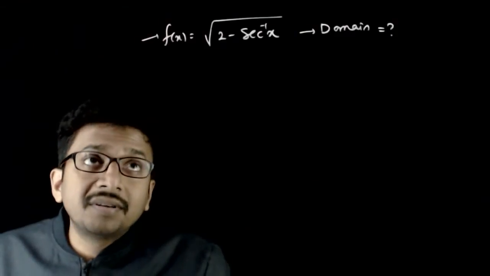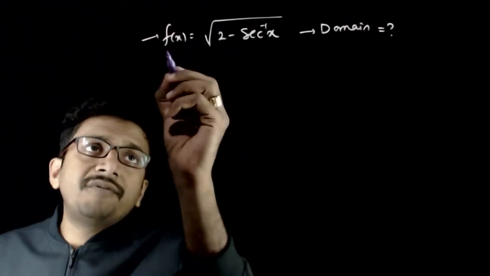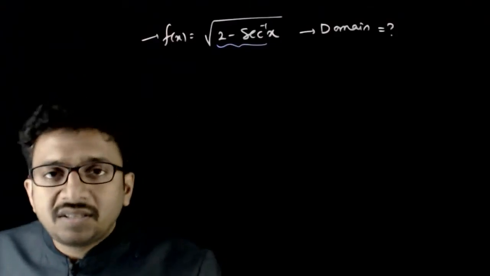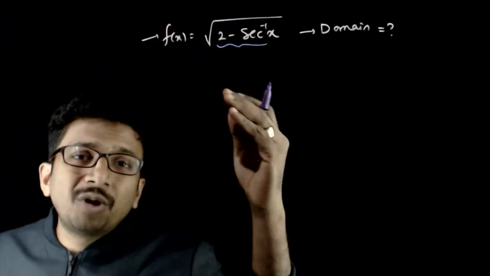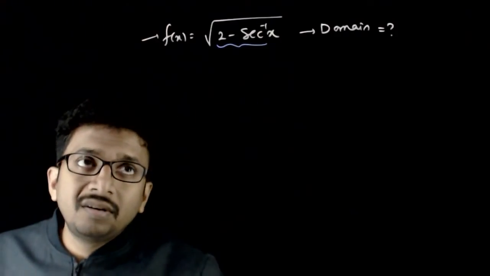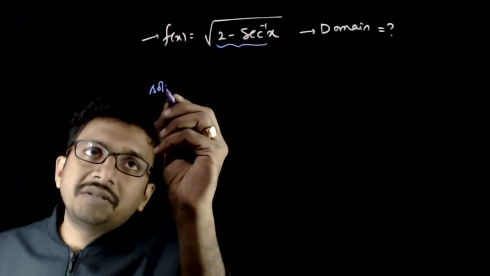So welcome students. So in this question, you are given f of x is equal to root of 2 minus secant inverse x. You're asked to find the domain of this function. So how do you find the domain of this function?